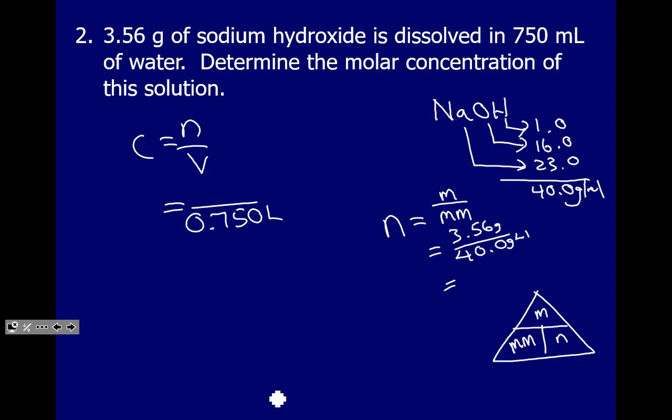Somebody have a number they want to share? 0.089. That's all the calculators spit out? 0.0890, which means it's exactly on it. Okay, moles. Now notice, you don't have to clear your calculator.